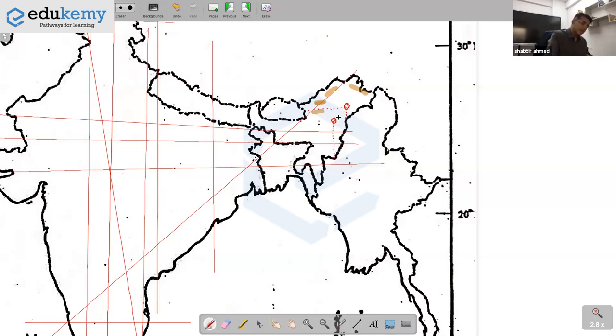Jorhat. Between these two, this is Sibsagar. Above this point, along this is Tejpur. Drop down from here, this is Guwahati. Somewhere here is Bongaigaon. Somewhere here is Dhubri. Please mark it, I'm helping you revise. And maybe this is where we have Teju. You should know this much of the places.